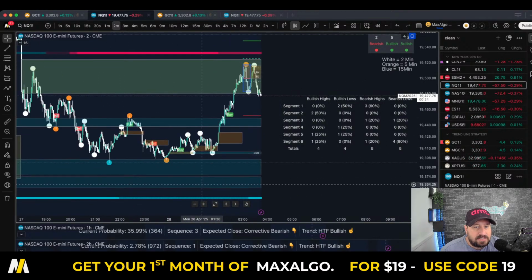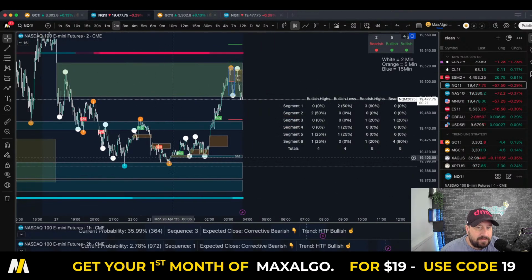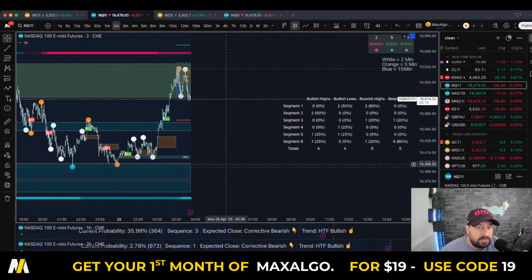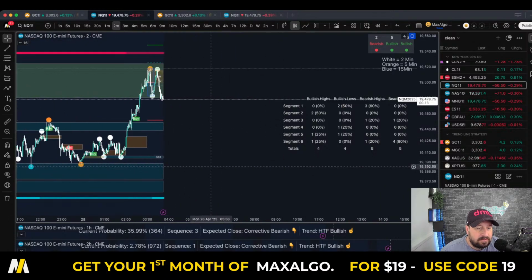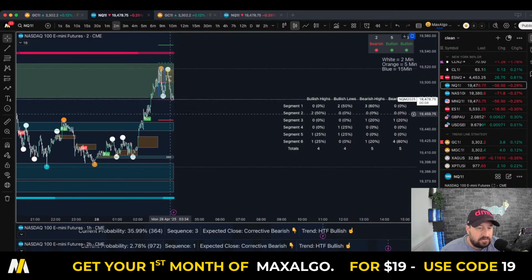So yes, we're inside this current 5-minute range, right? It's our 5-minute low, it's our 5-minute high. We've just taken our 2-minute low, meaning we're starting a bearish pullback. So we can expect the bearish pullback to be within this time frame.